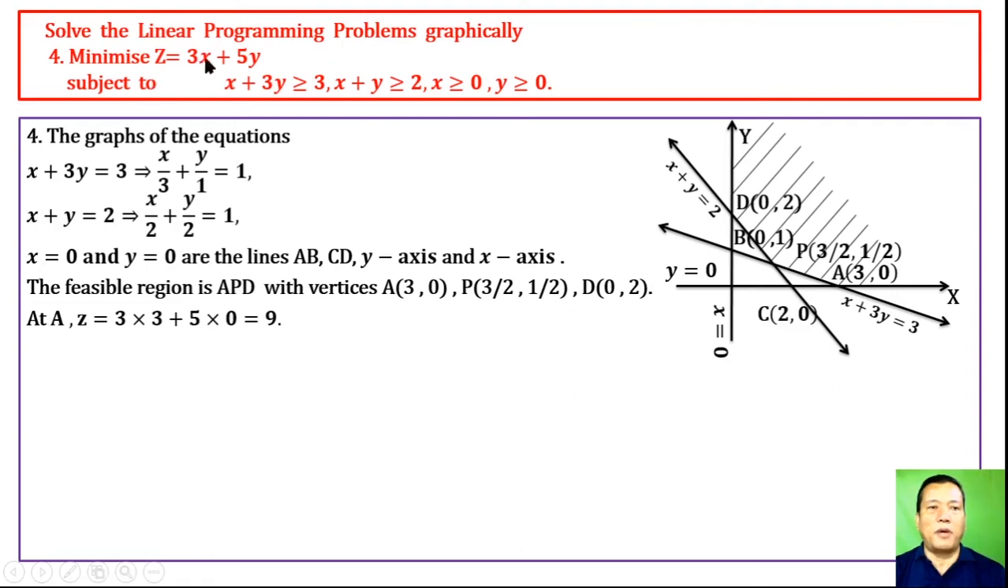At A, the value of Z is 3 into 3 plus 5 into 0, which is 9. At P, the value of Z is 7. At D, the value of Z is 10.